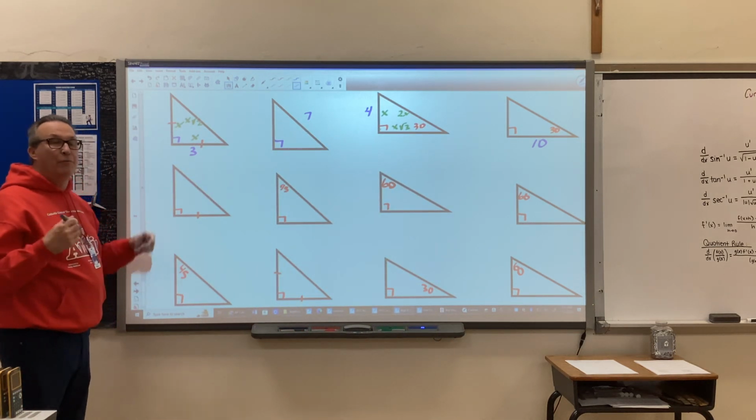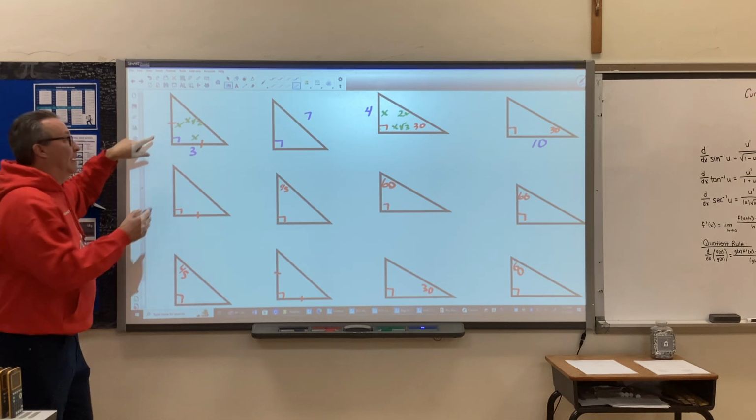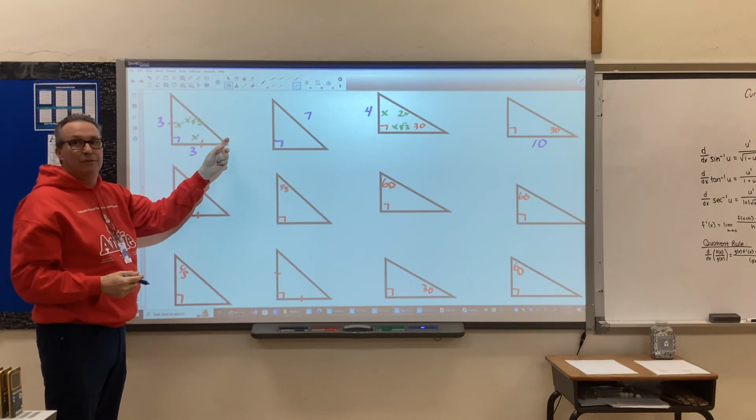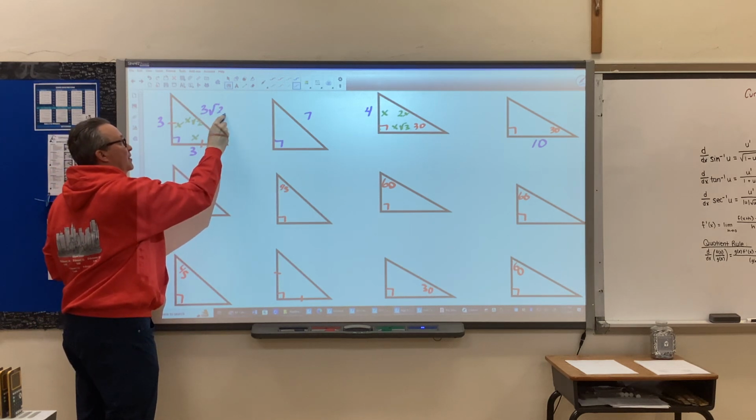So tell me out loud, say this with your voice. What is the length of this side? 3, because it's the other leg. What's the length of the hypotenuse? 3 square root of 2. That's simple, right? You don't have to do much thinking there.